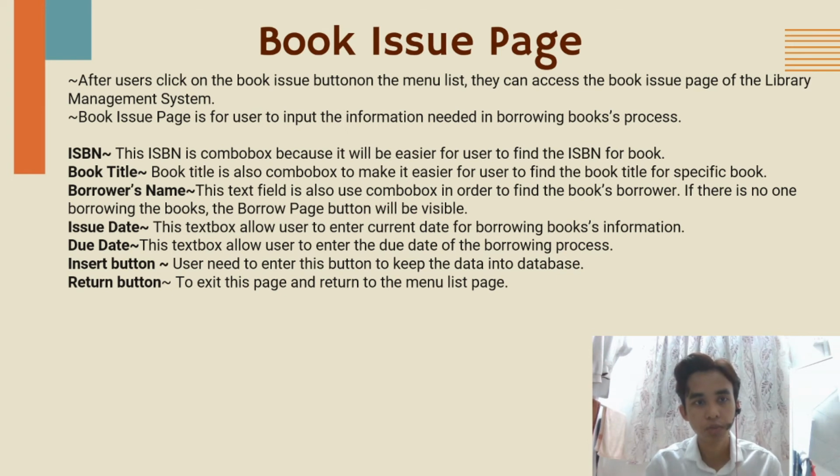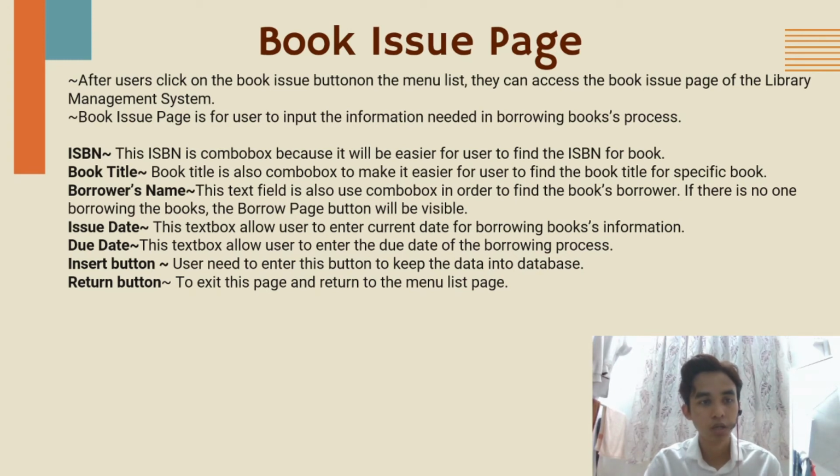Let's see. Book issue page. After the user clicks on the book issue button on the menu list, they can access the book issue page of the library management system. The book issue page is for the user to input the information needed in the borrowing books process. Book issues has ISBN, book title, borrower's name, issue date, due date, insert button, and return button.